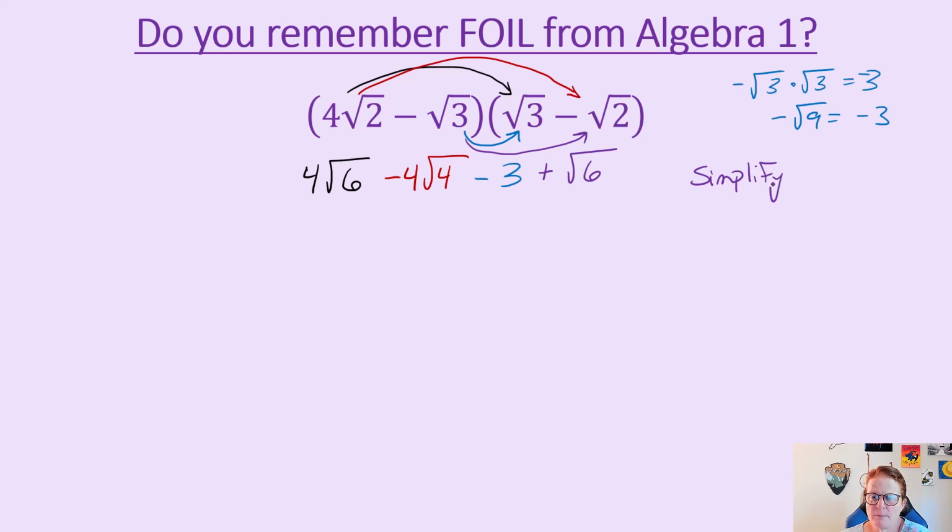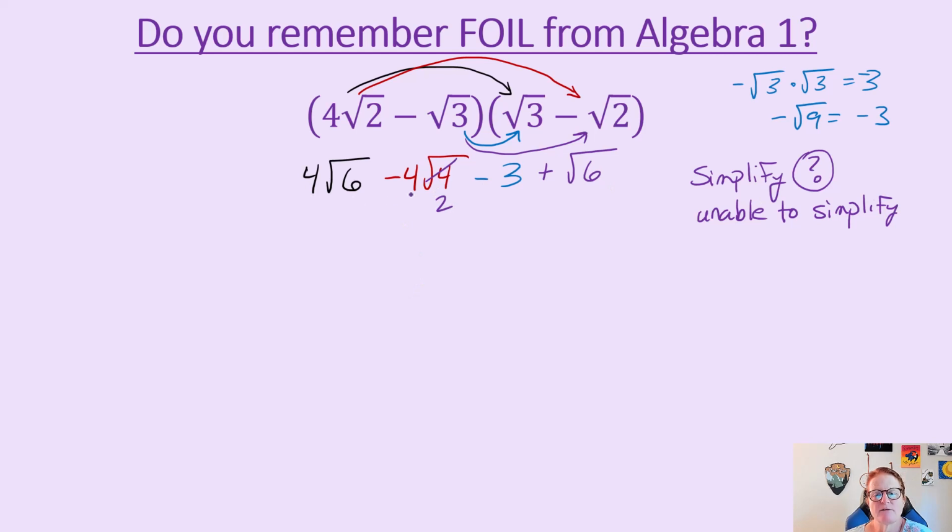I'm going to make a comment here so you can write it in your notes. Simplify if you can. I can't simplify this, so I'm unable to simplify. Well, the square root of 4 I can, right? So the square root of 4 is going to become a 2.